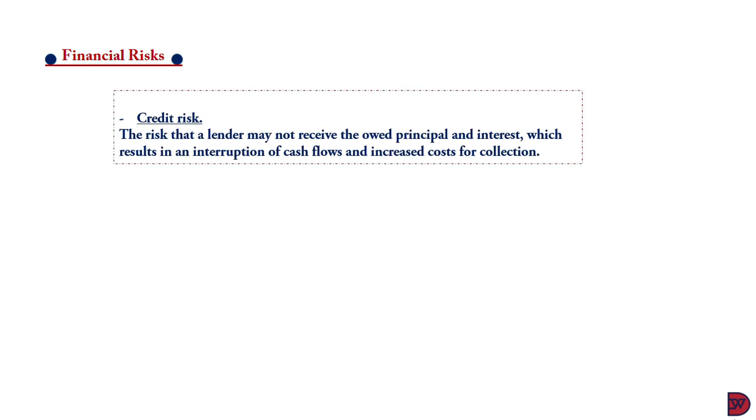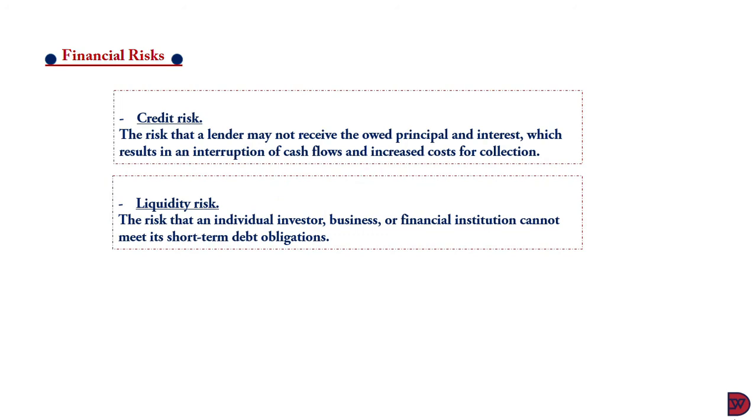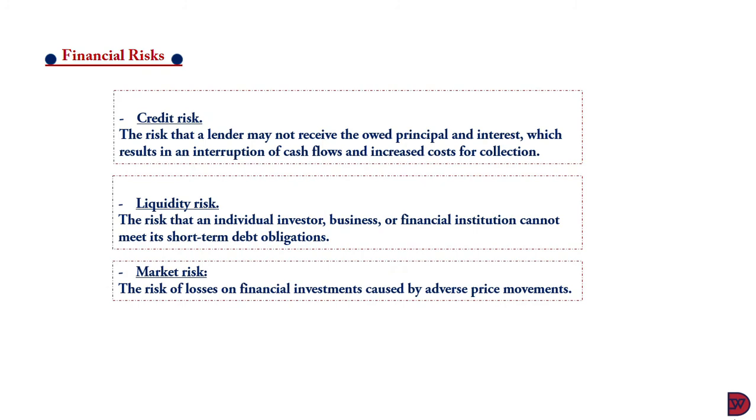So when we come to the breakdown of the financial risk, we take credit risk first. So this is the risk that a lender may not receive the owed principal and interest that he or she has invested in. This results in the interruption of cash flows and increased cost for collection. Now, liquidity risk is the risk that an individual investor or business or financial institution cannot meet its short-term debt, that is, its current assets cannot suffice its current liability. The last risk is market risk. Now, this is the risk of losses on financial investment caused by adverse price movement.